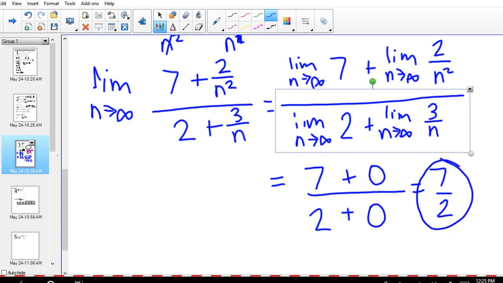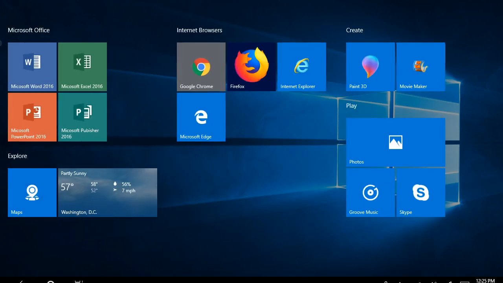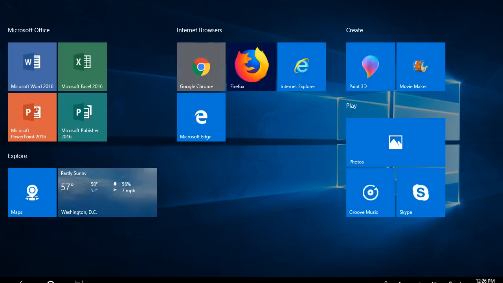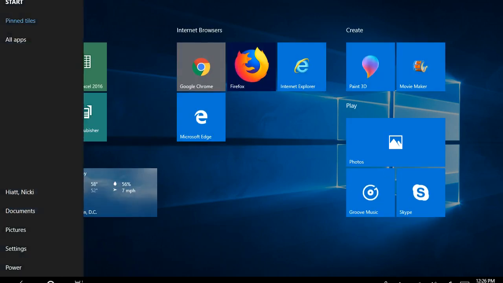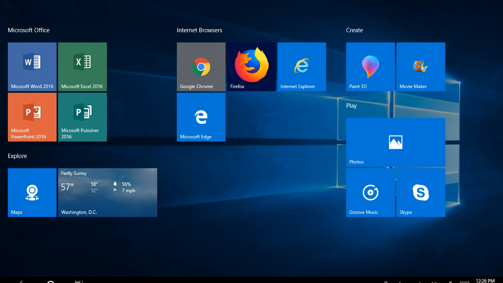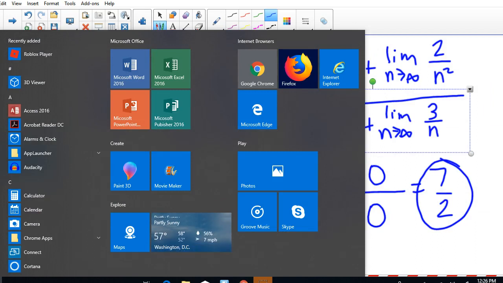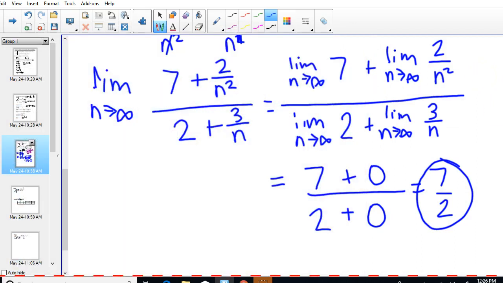Okay, if I go back to Desmos, oh, I think it's shut down. Oh, and now I don't know if I know how to get back to where I was. Where's it at? No. Sorry. I don't like when it switches to that tablet mode. Need to make it quit doing that. Okay.